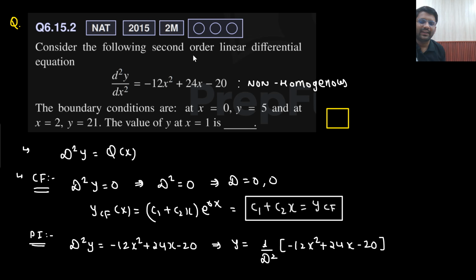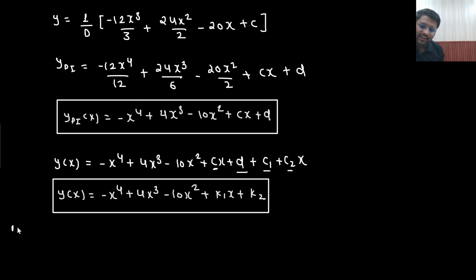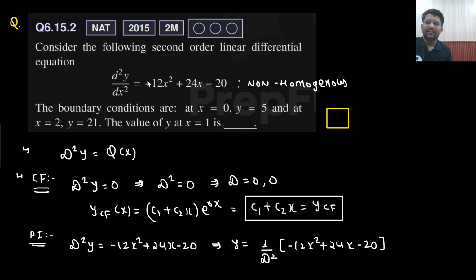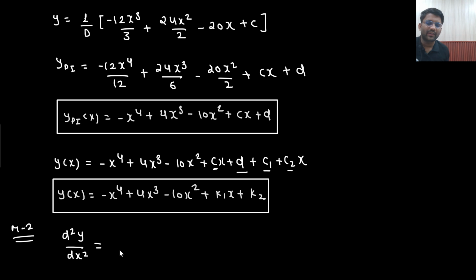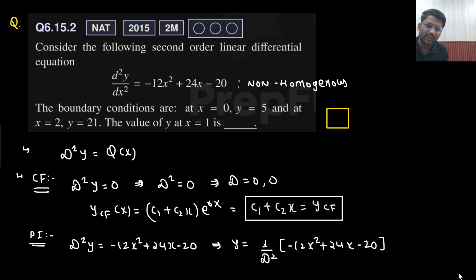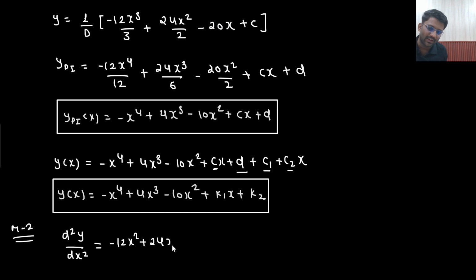Now all these things, everything I did, there was a very easy method as well. What was given? So d2y by dx2 was given as minus 12x square plus 24x minus 20. This was given, right? What is the meaning of this? Y is differentiated 2 times.